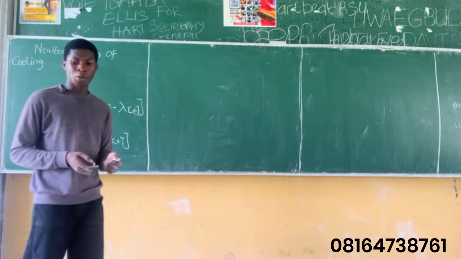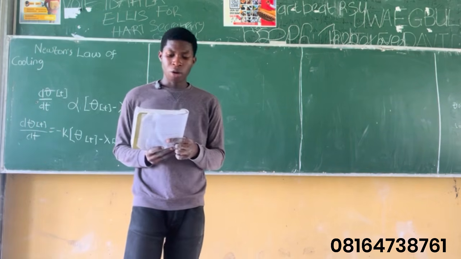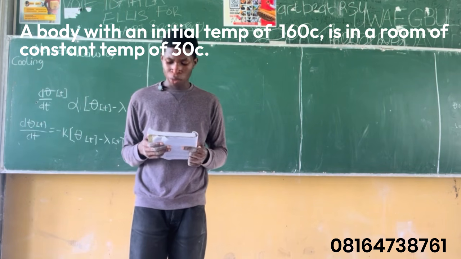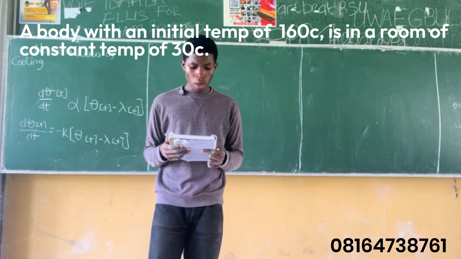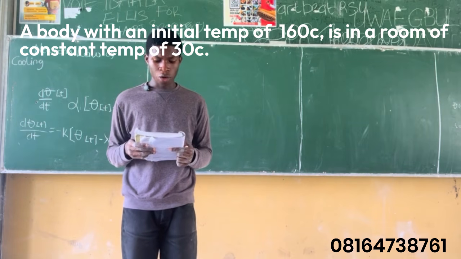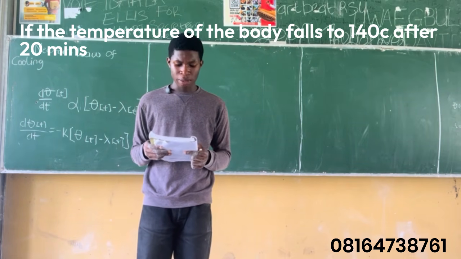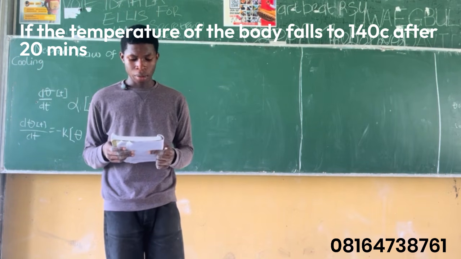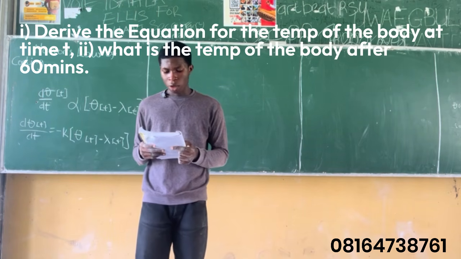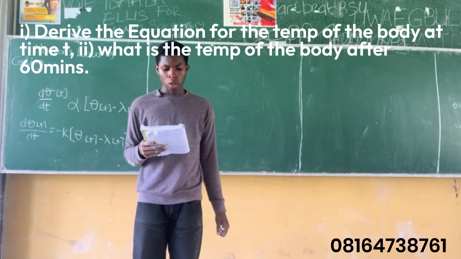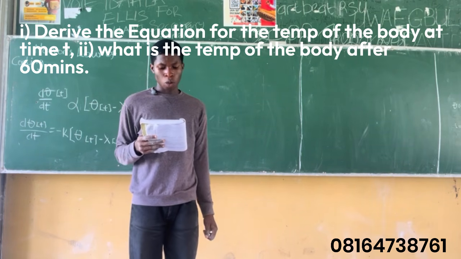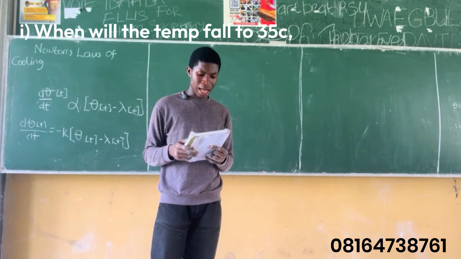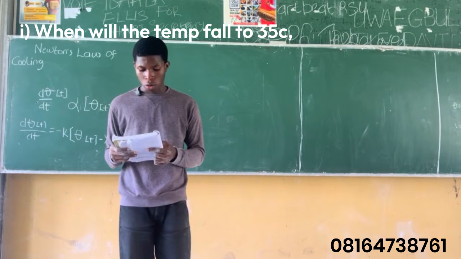We'll be attempting a sample problem which says that a body with an initial temperature of 160 degrees is in a room of constant temperature of 30 degrees Celsius. If the temperature of the body falls to 140 degrees Celsius after 20 minutes, derive an equation for the temperature of the body at any time t. Secondly, what is the temperature of the body after 60 minutes? Thirdly, when will the temperature fall to 35 degrees Celsius? They are tasked to find the time and also the temperature.